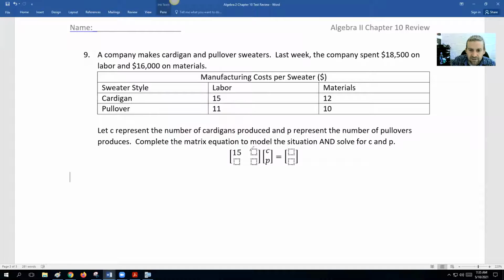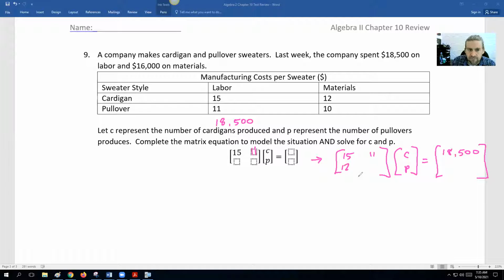If we had 15 cardigans and 11 pullovers, we'd have a total of $18,500. It's probably easier to write this over here. This should be 15, 11, and then C, P would equal 18,500. And then 12 for the cardigans and 10 times the P here would equal 16,000.